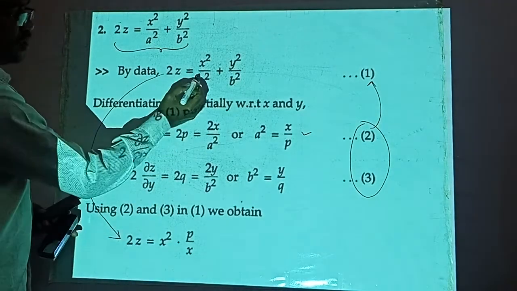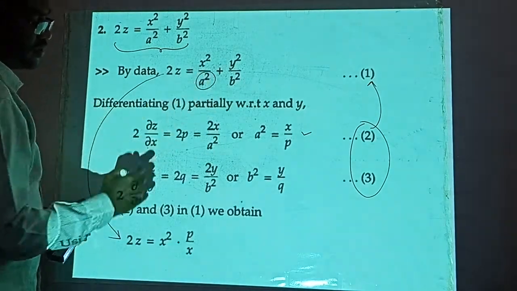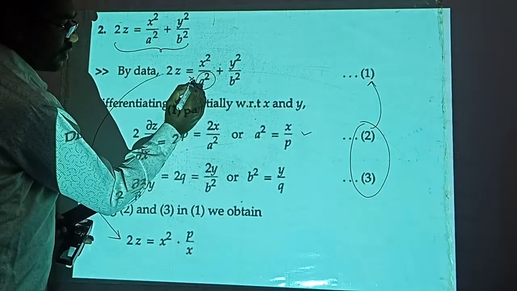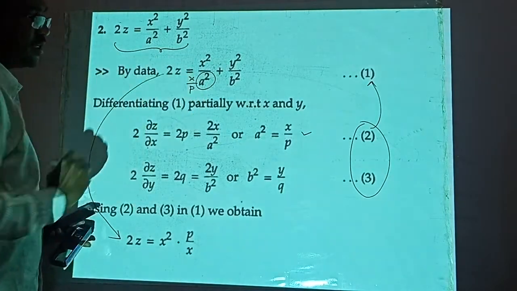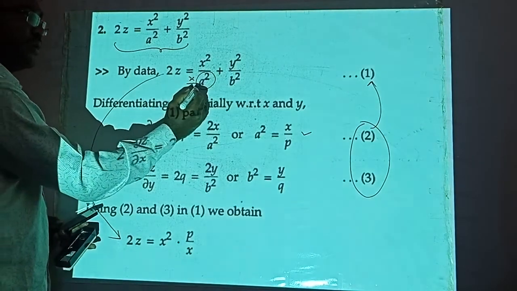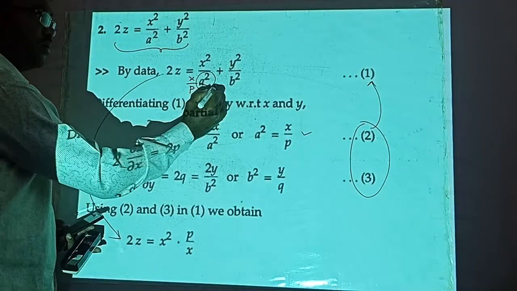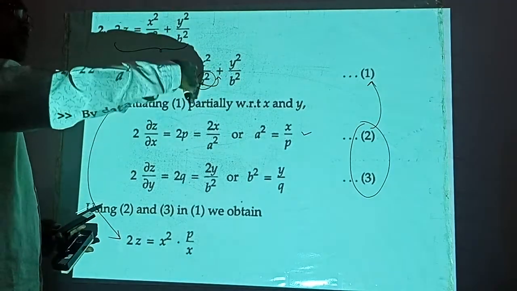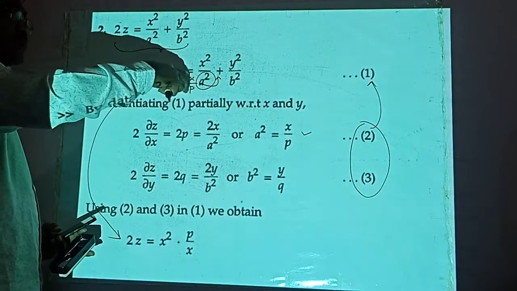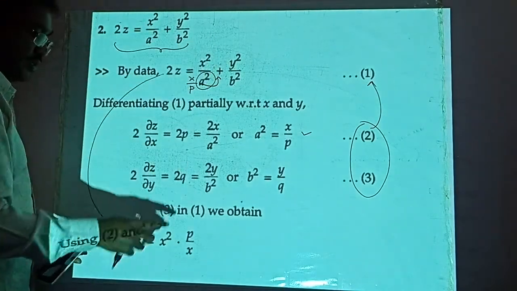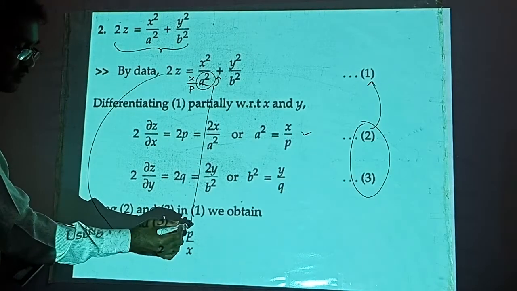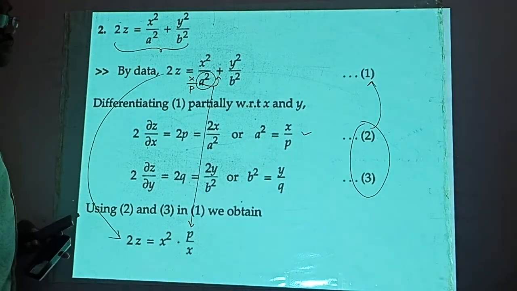If you replace x square by p, and if you take it to the reciprocal, it becomes reverse. It becomes p by x and multiplied here. Here we have done. If you take it to the reciprocal, you will get x into p by x.